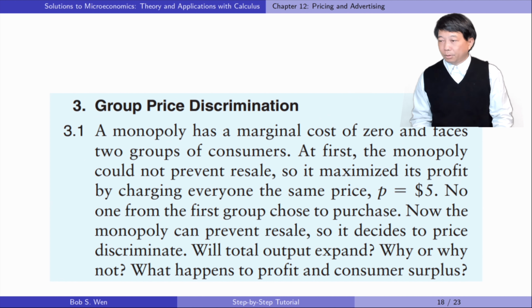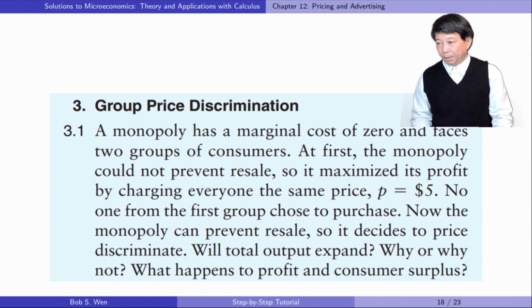Let's find answers to exercise 3.1. A monopoly has a marginal cost of 0 and faces two groups of consumers. At first, the monopoly could not prevent resales, so it maximized its profit by charging everyone the same price, P equals $5. No one from the first group chose to purchase.